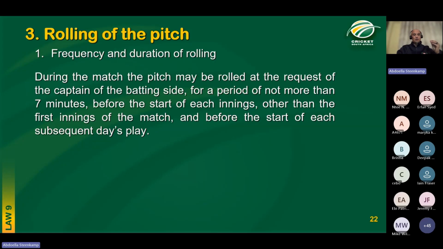So firstly, in terms of after the game has started, the frequency is before the start of each subsequent innings. Australia, before the start of Australia's first innings, they can have rolling. Now Australia gets dismissed, South Africa will go bat in their second innings. Temba Bavuma will then have the option to get rolling before the start of South Africa's second innings. And then after South Africa gets dismissed, Pat Cummins will then have the option to have rolling before the start of Australia's second innings.